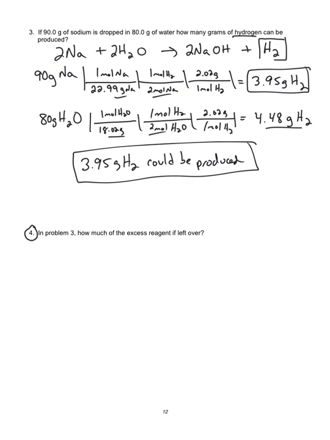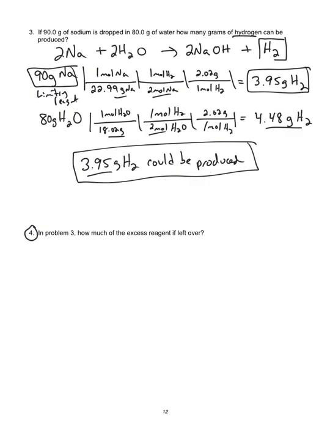We cannot make 4.48 grams of hydrogen because once we make 3.95 grams, the sodium has run out, and therefore the sodium is the limiting reactant. None of the sodium would be remaining, and all of the sodium has been converted into products, and therefore the amount of product theoretically produced can only be the 3.95. So the amount of product produced is the smallest of the two values of the product that you're solving for.